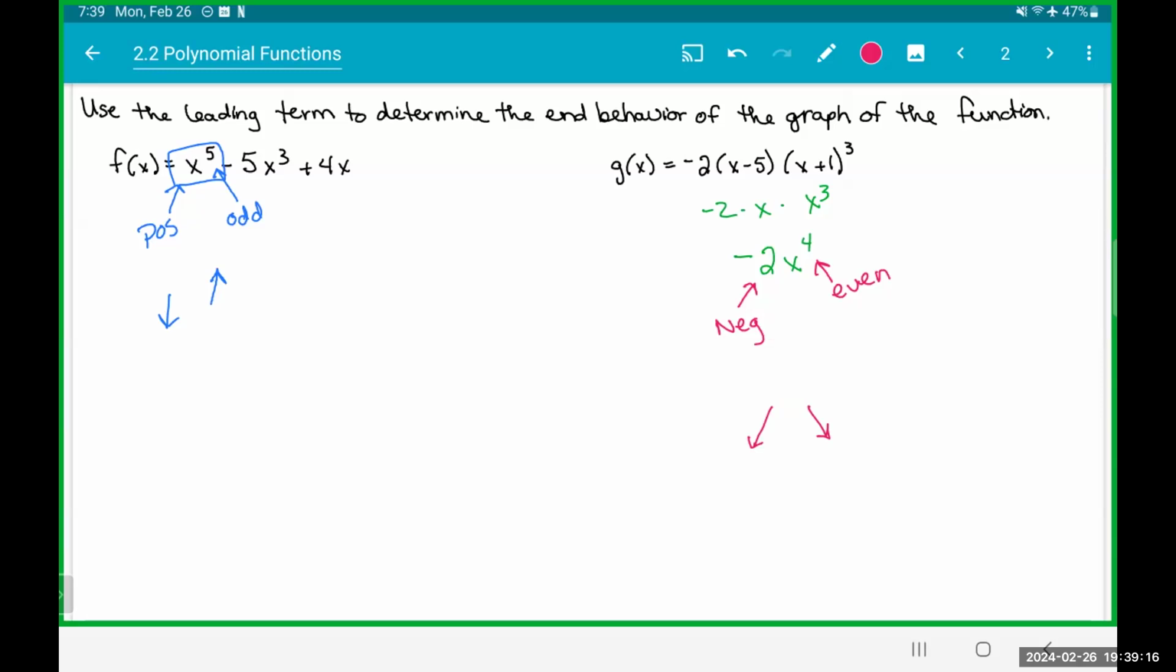But the end behavior is a good indicator as to how we can come up with some of what the graph should look like.